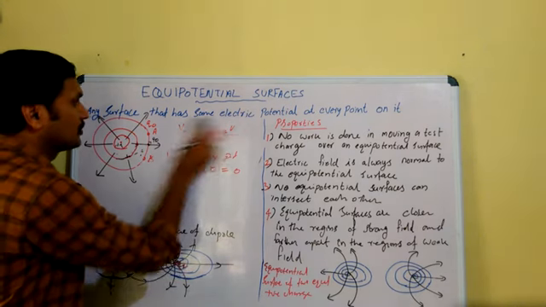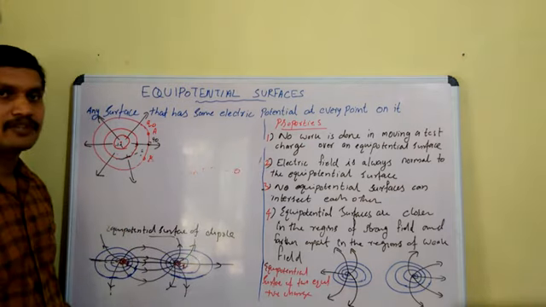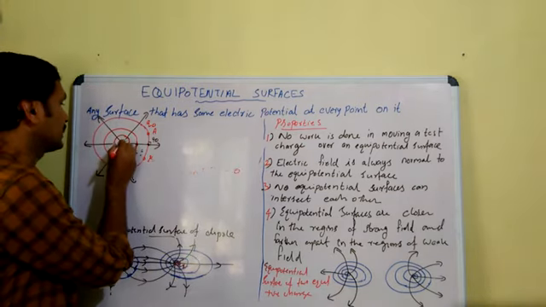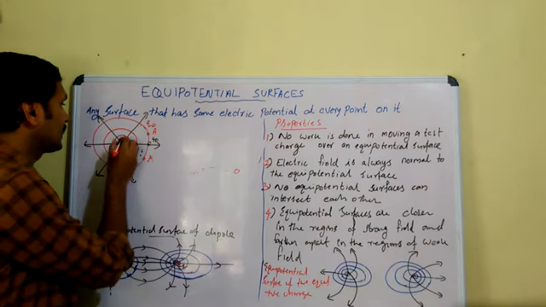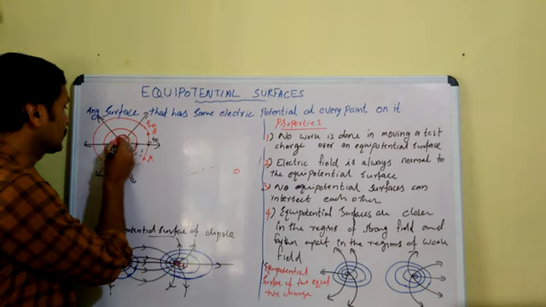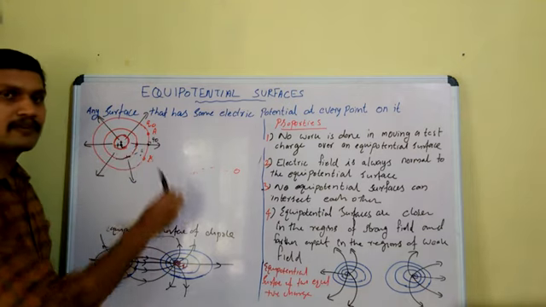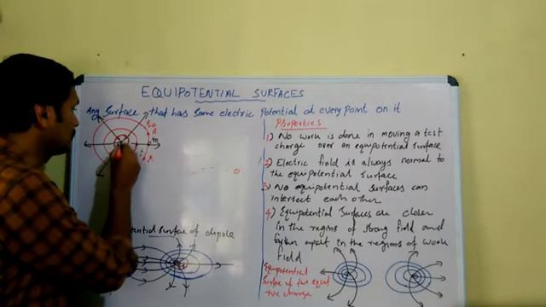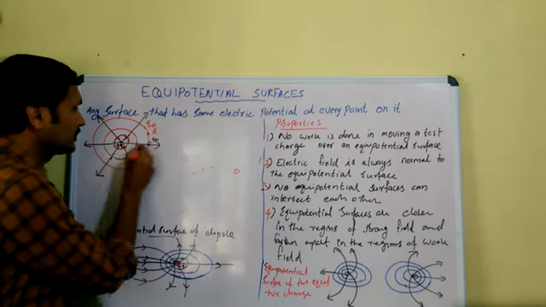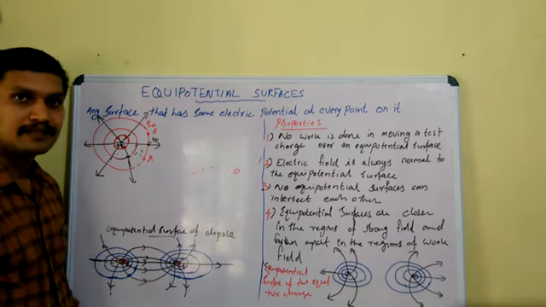Suppose this is a point charge, a positive point charge, and we draw the equipotential surfaces due to this point charge. These are some of the equipotential surfaces. I draw many equipotential surfaces for the point charge, and these are the electric field lines due to this point charge. This is the equipotential surface for a point charge.